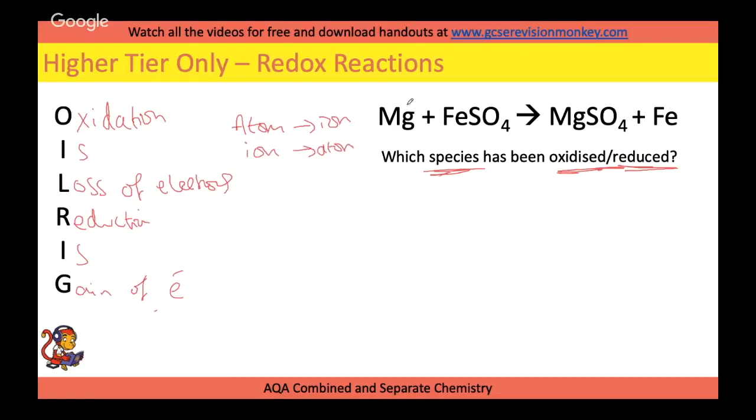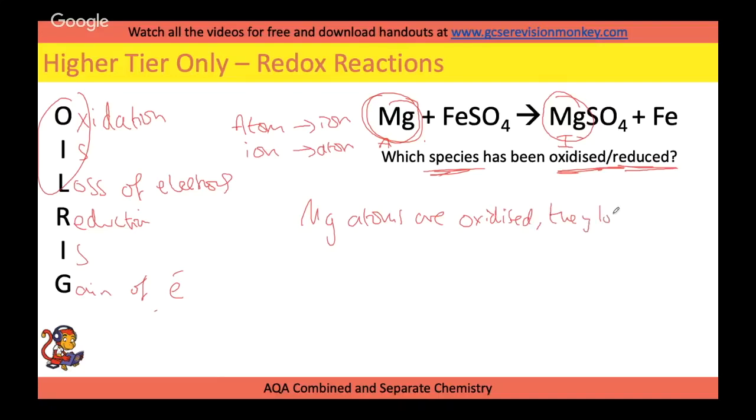As you can see on this side, the magnesium has turned from an atom here, and when it's bonded, it's now an ion. For the magnesium, it has 2 electrons in its outer shell, because it's in group 2. It must have lost those electrons to turn into an ion. So that's our oxidation. You would write: magnesium atoms are oxidized. They lose 2 electrons and turn into magnesium 2+ ions.